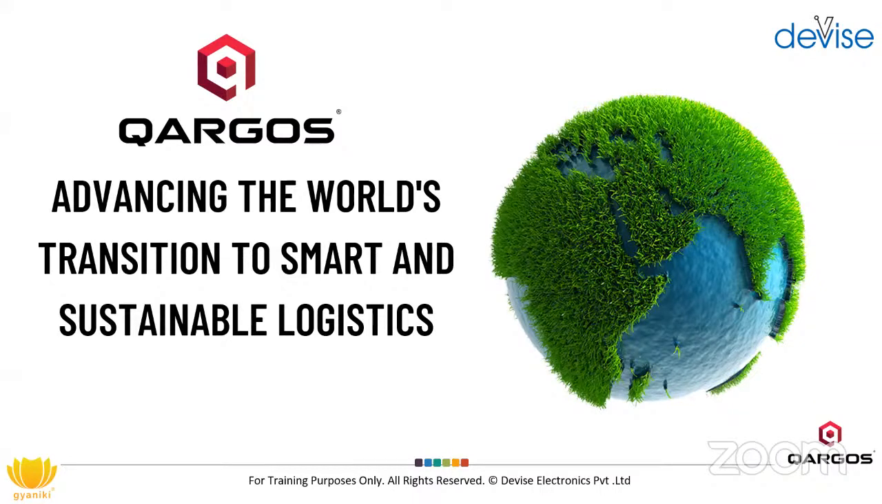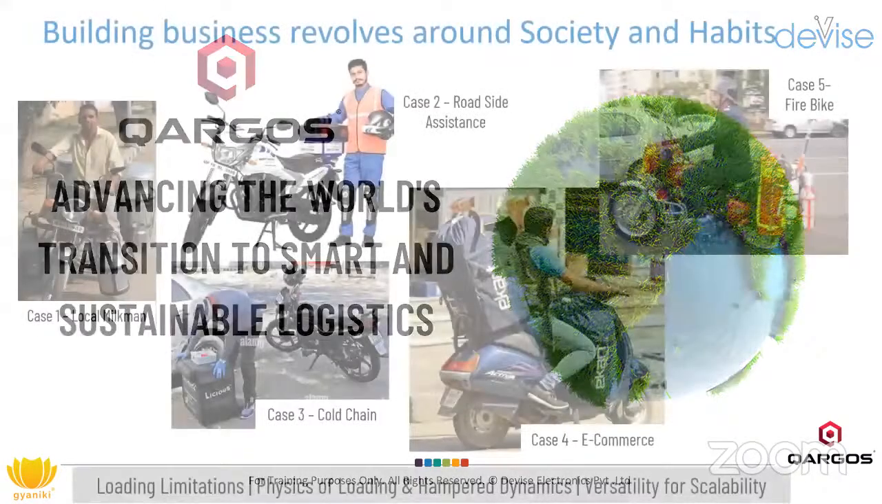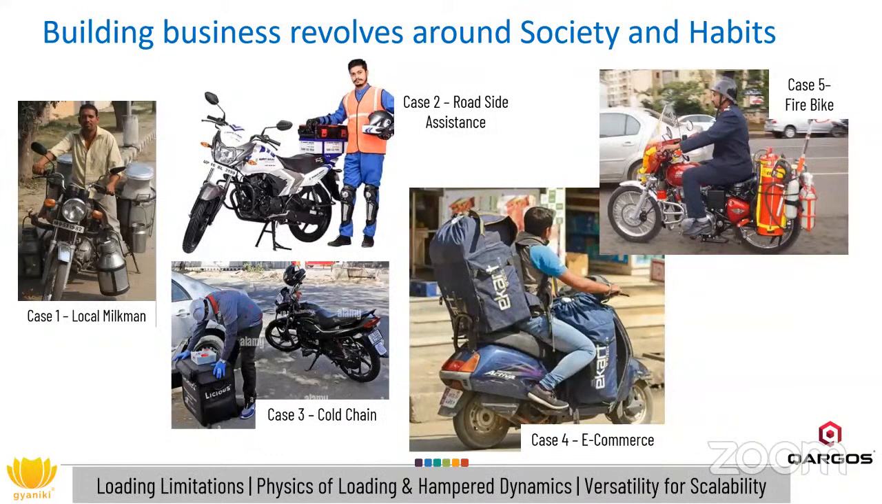We are working on a product which is predominantly used for commercial applications. It's a two-wheeler platform which is being developed from the ground up. And here is the problem statement that we are trying to challenge: we are building a business which revolves around society and habits.